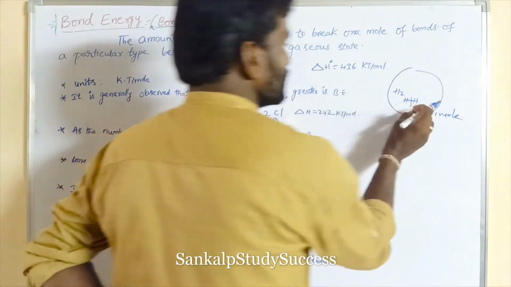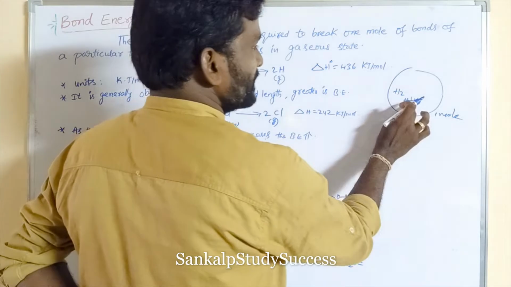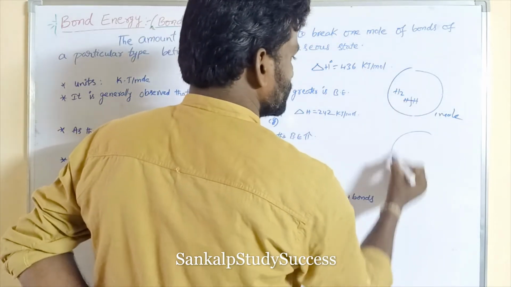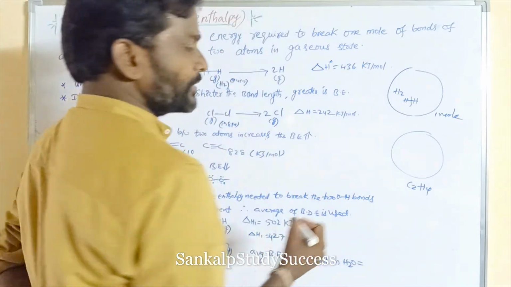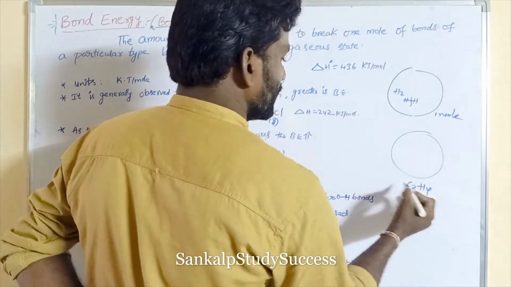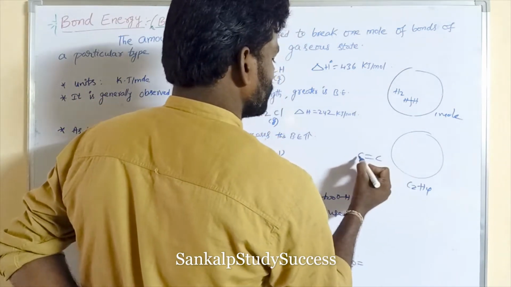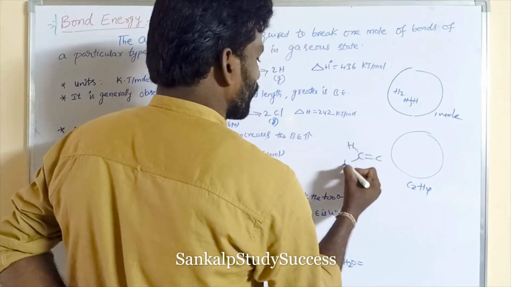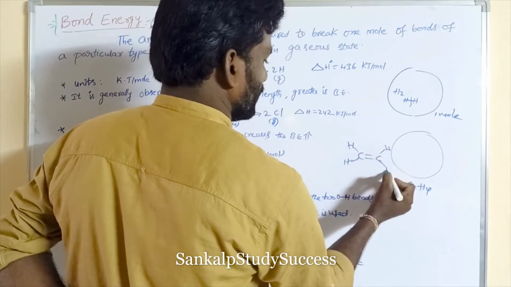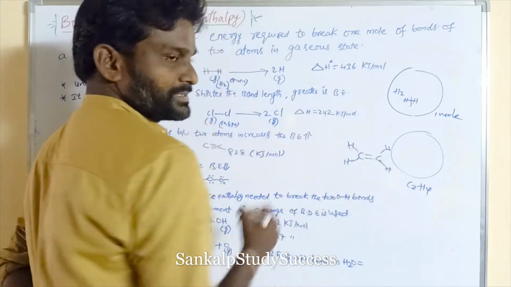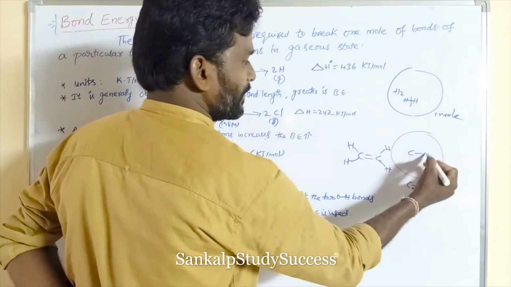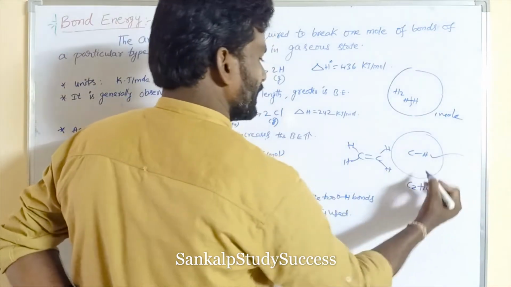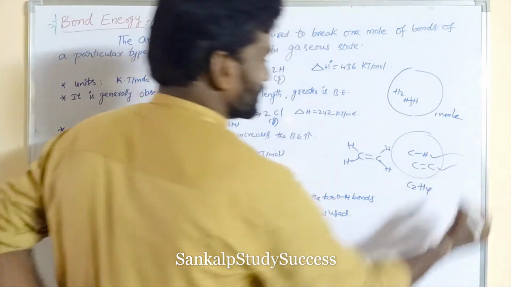This bond is of a particular type. Here the bond is H-H. Suppose we take ethylene, C2H4. In C2H4, different types of bonds are there: C-H and C=C. Here C-H is one type and C=C is another type.